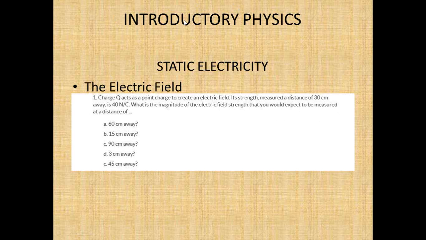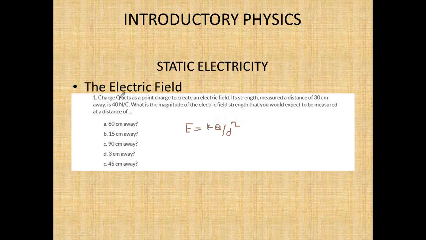Again, the concept here is that electric field strength E is equal to k, the Coulomb law constant, times the charge on your source charge, divided by the separation distance squared.